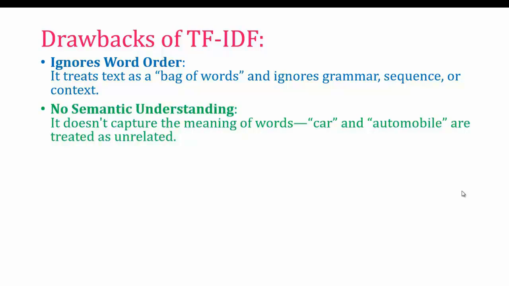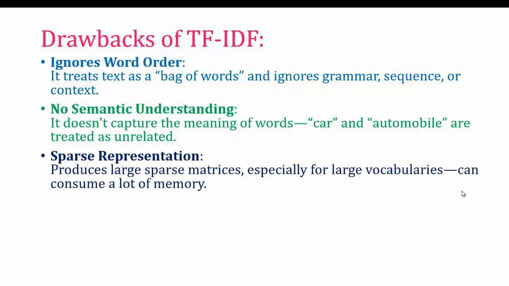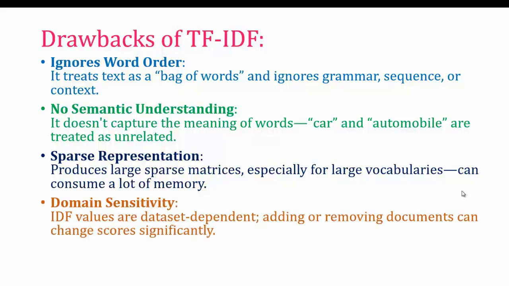It does not capture the meaning of words. For TF-IDF, car and automobile are treated as unrelated. Next, sparse representation. It produces a large sparse matrix with many zeros, right? Especially for large vocabularies, it can consume a lot of memory. Domain sensitive. IDF values are dataset dependent. Adding or removing documents can change scores significantly.